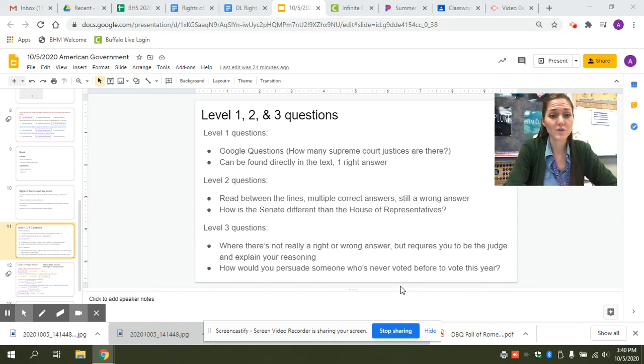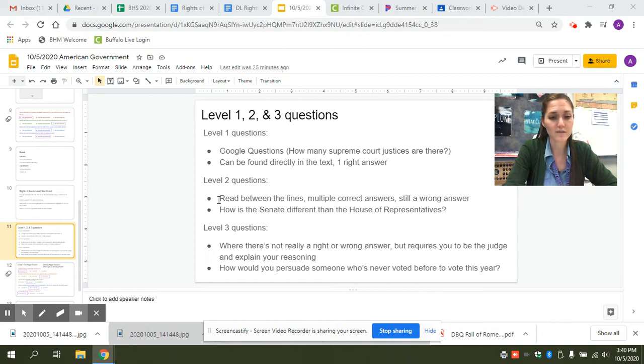Hey everyone, this is just a review for distance learners and the people who were here yesterday about level 1, 2, and 3 questions. Level 1 questions, those are Google questions. So you can type that into Google and Google will give you an answer super duper quick. For example, how many Supreme Court justices are there? So remember, level 1 questions can be found directly in the text and there's only one right answer. Everything else would be incorrect. These ones are the easiest ones to identify.